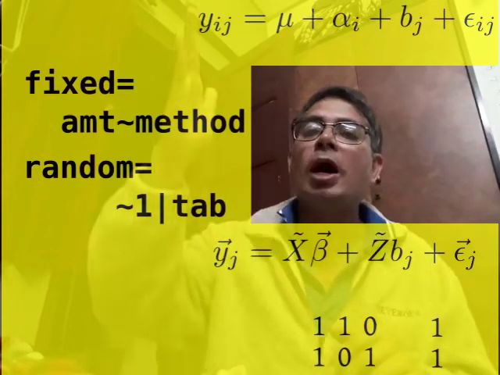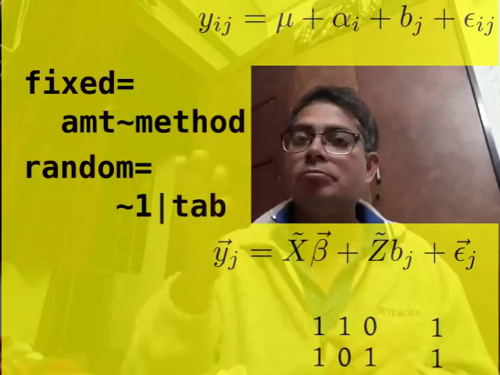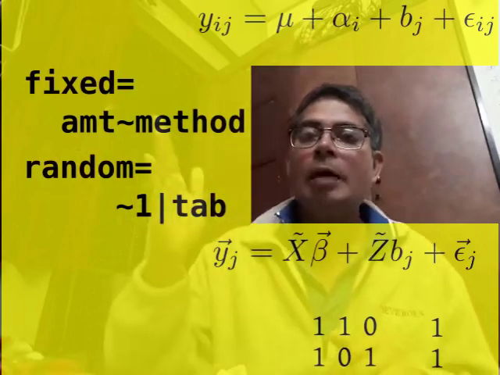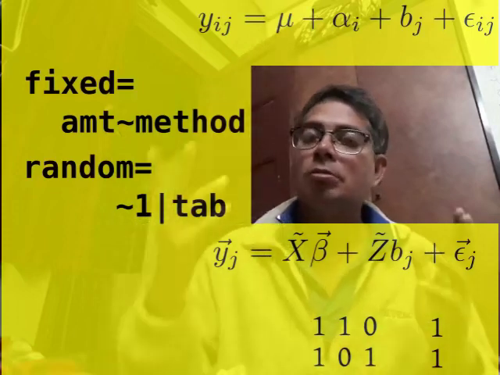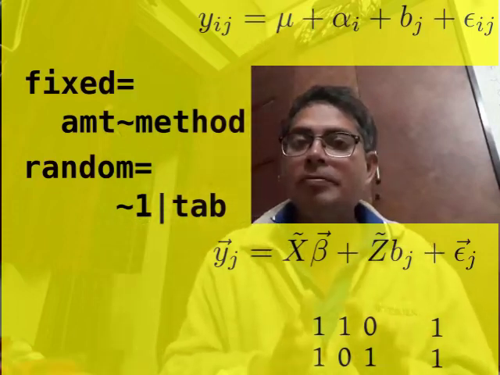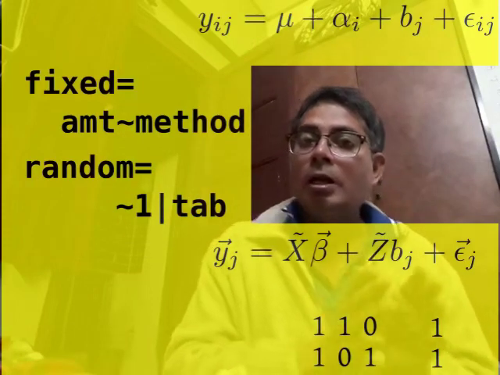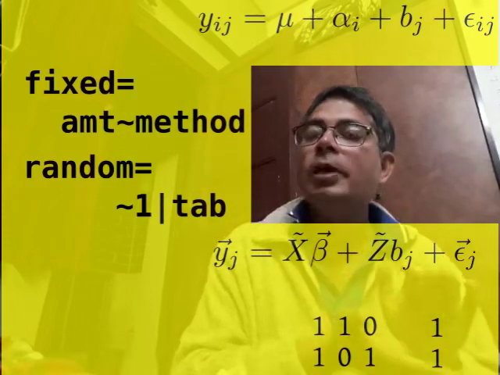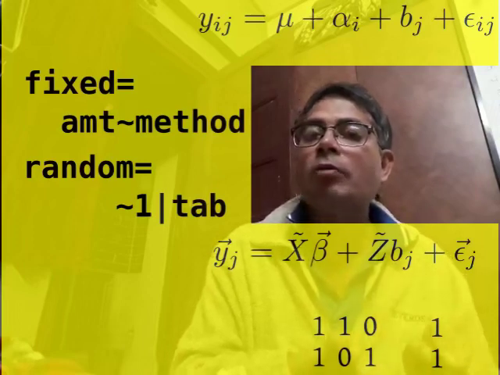So if I call y as amount, AMT, tilde method. Method is the i thing. I am not writing the 1 because the intercept term is already considered. So that will give you this, the 1, alpha 1, alpha 2. Now comes the counterintuitive thing. When you look at the random part, you see it is just one column.